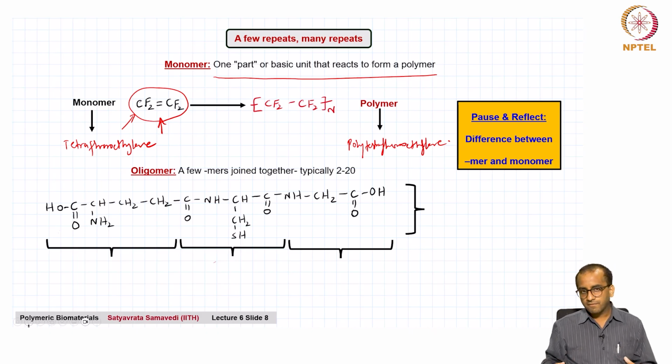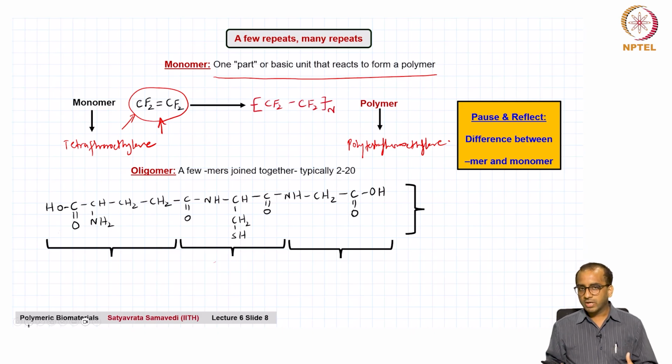You can also have an oligomer, which is a few MERs joined together. So this is sort of an in-between. A monomer is just a single molecule. A polymer has n number of molecules covalently attached, and an oligomer is only a few MERs joined together, typically around 2 or 3 to about 20.